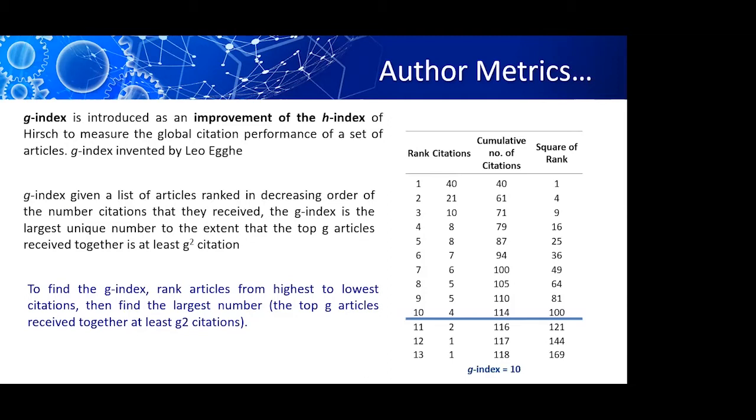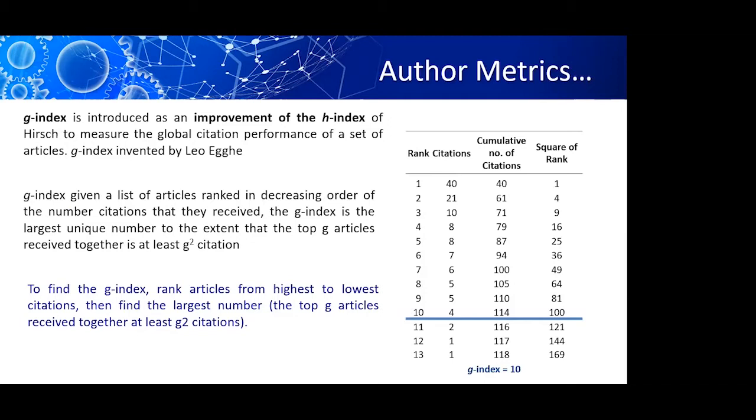And in the fourth column, you can see the square of rank. The square of rank is calculated like this: 1 into 1 equals 1, 2 into 2 makes the square of rank 4, 3 threes are 9, 4 fours are 16. The square of rank is arranged in increasing order. Here, what we have to consider is where the cumulative number of citations is equal to or greater than the square of rank. In this table, we can see that 114 citations is higher than the square of rank, that is 100.